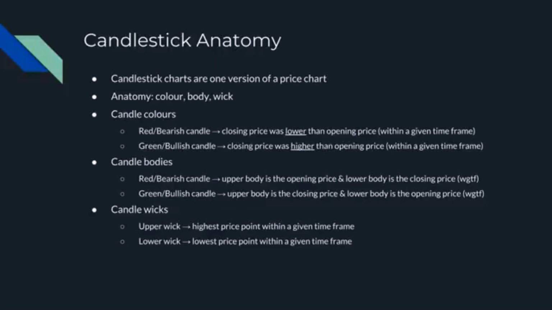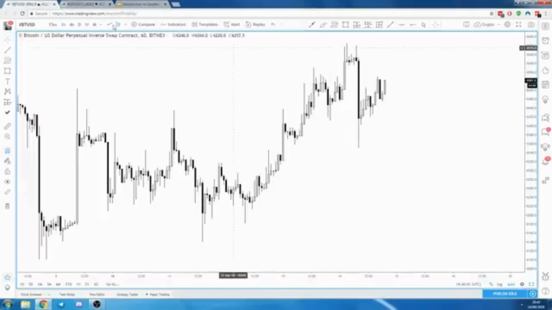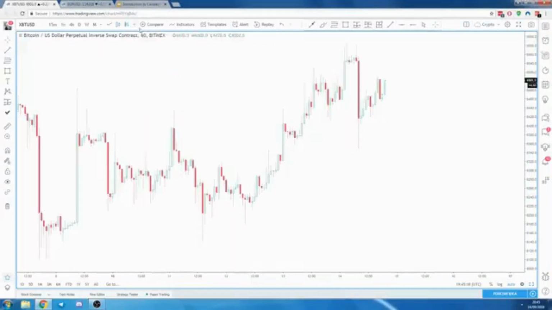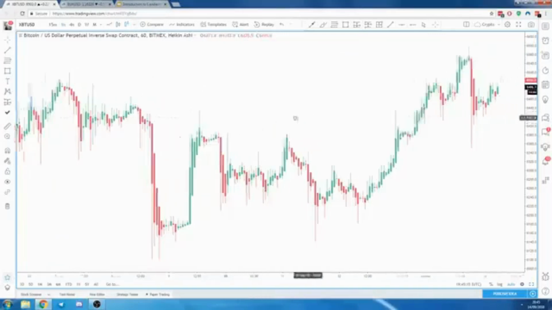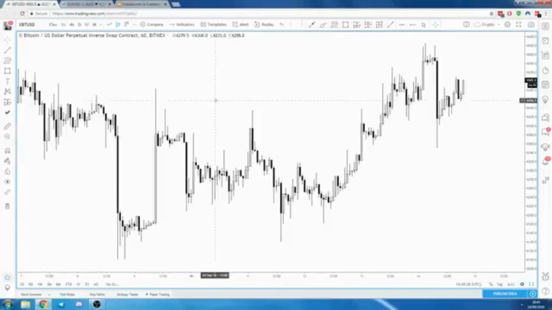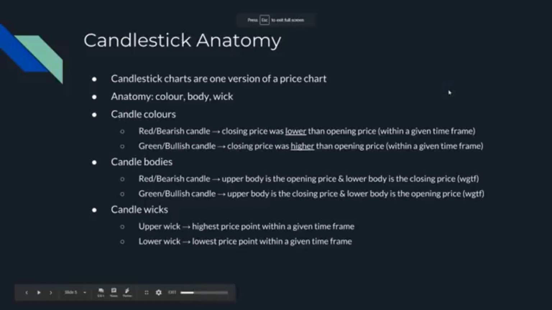We'll talk about Candlestick Anatomy. Candlestick charts are one version of a price chart. On any platform, in my case TradingView, you get lots of options showing different forms of a price chart. You can get bars, hollow candles, line charts, Heikin-Ashi candles or whatever else. We're going to focus on the default Japanese candlesticks, which, based on my impression though I don't have any numbers for this, are the most widely used format.